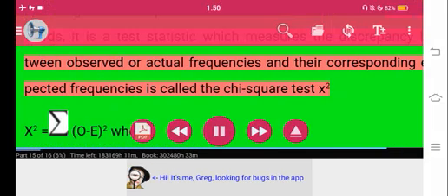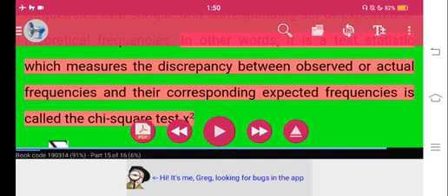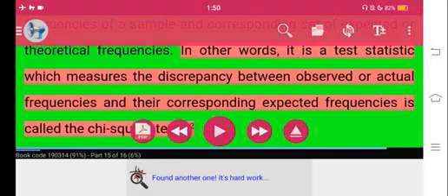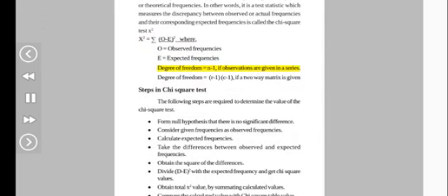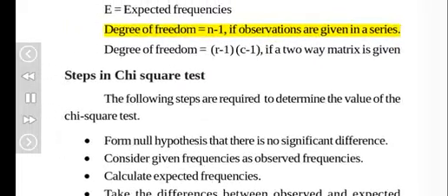In other words, it is a test statistic which measures the discrepancy between observed or actual frequencies and their corresponding expected frequencies, called the chi-square test, X2. X2 equals sum of (O minus E) squared over E, where O equals observed frequencies, E equals expected frequencies. Degree of freedom equals n minus 1 if observations are given in a series. Degree of freedom.